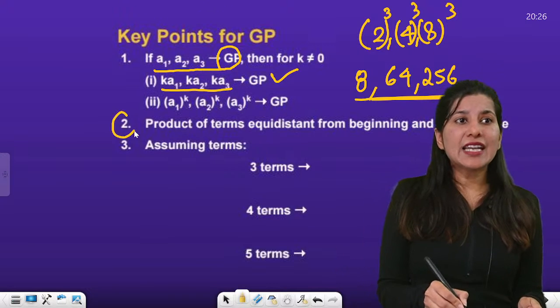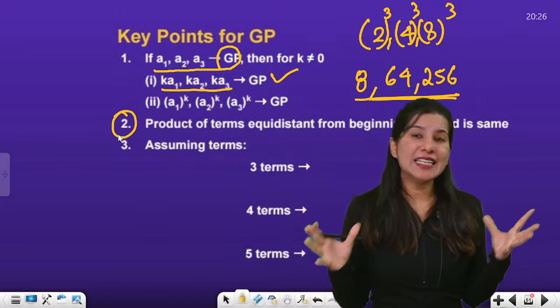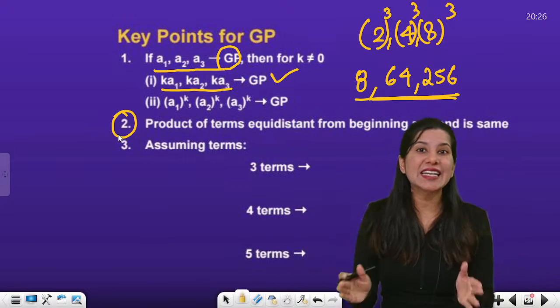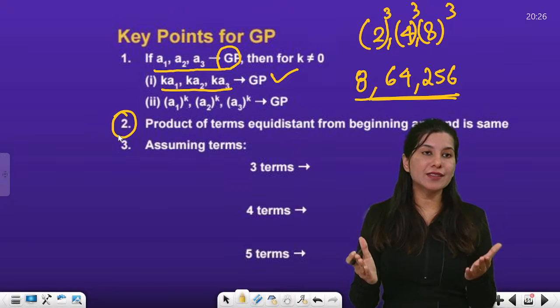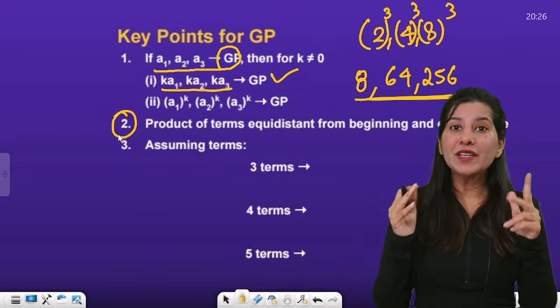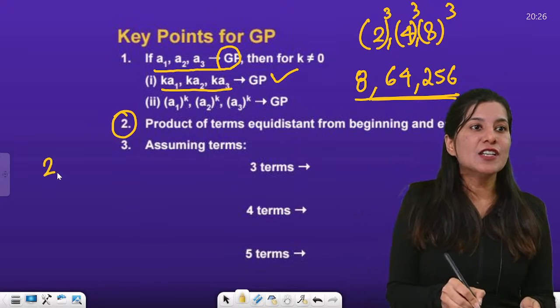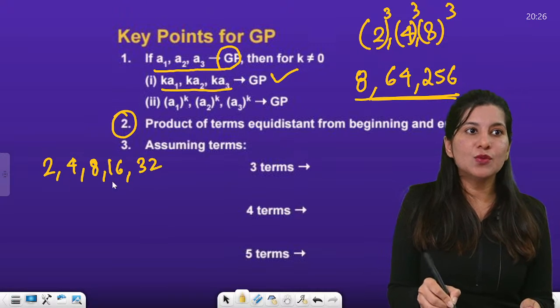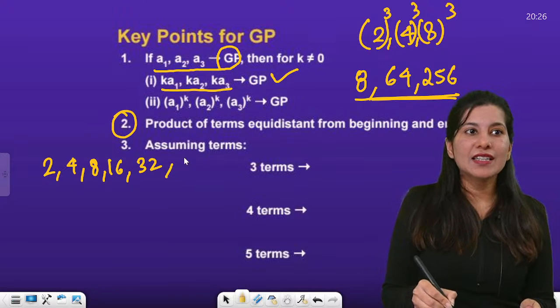One more thing, the second point. Just like in arithmetic progression, the sum of first and last is equal to the sum of second and second last, which is equal to the sum of third and third last. But in geometry, there is a slight difference. So 2, 4, 8, 16 and then 32. This is your GP. Then 64.